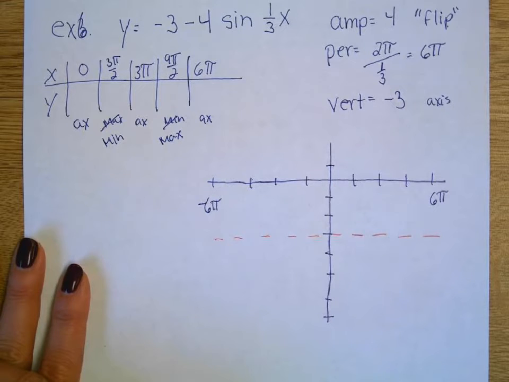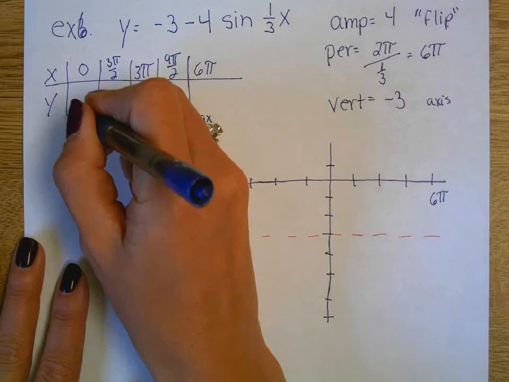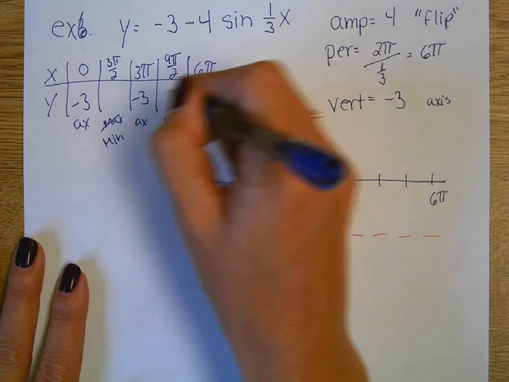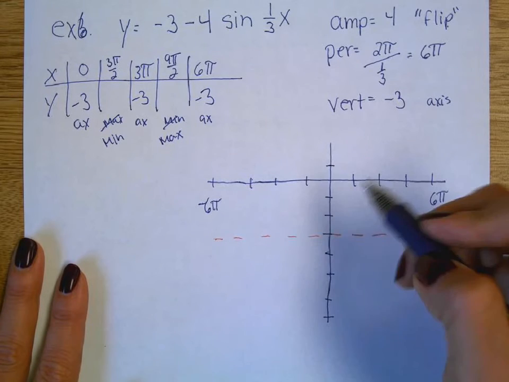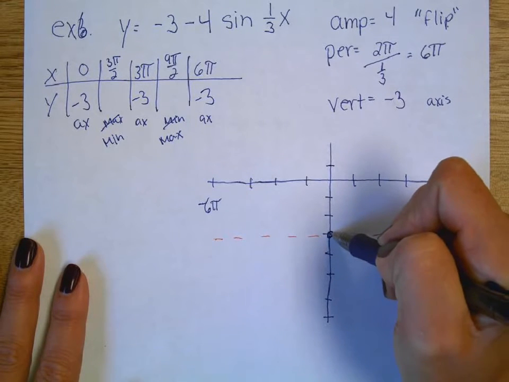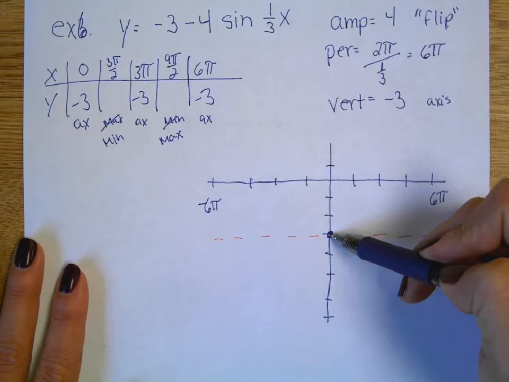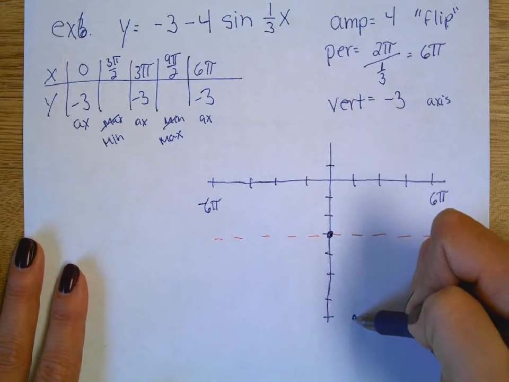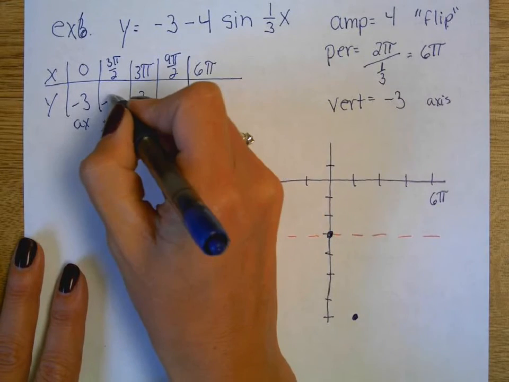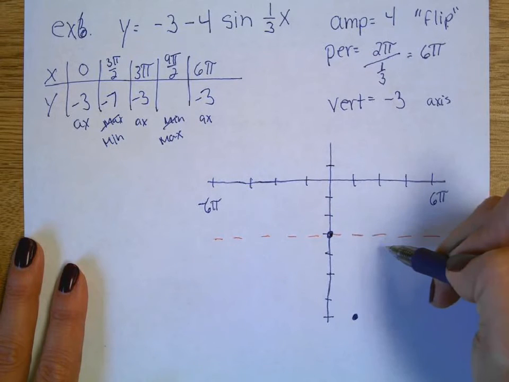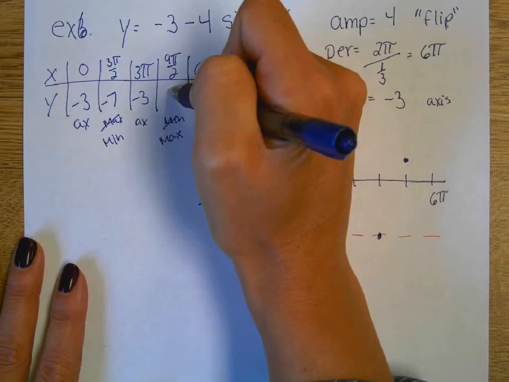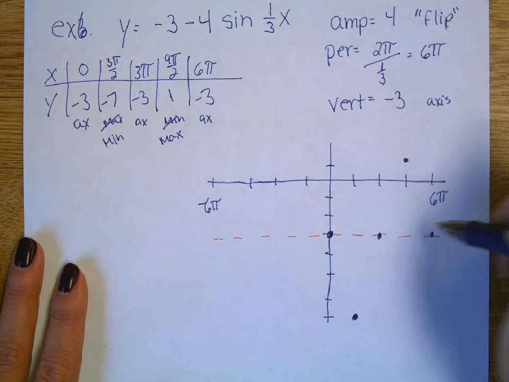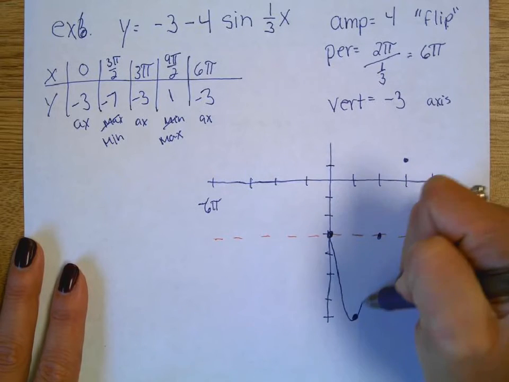Okay, where is my axis at? -3. So right there is a -3, there's a -3, there's a -3. Okay, so I'm starting on -3. I'm going to my min. Where's my min going to end up being? -7, because I'm going down 4. Where's my max going to be at? Well, I'm back at the axis. Max is going to be at +1. And finished at the -3. Sine with a flip.